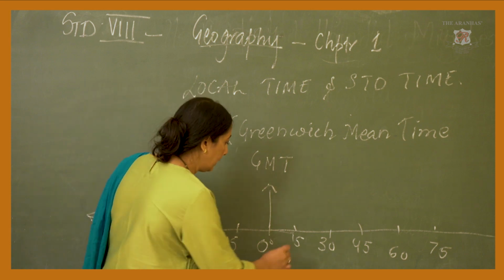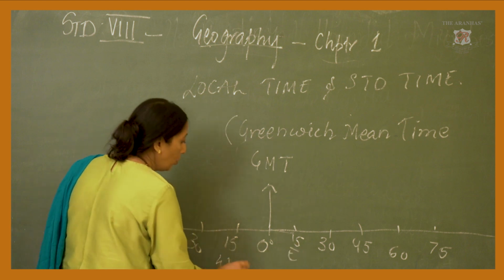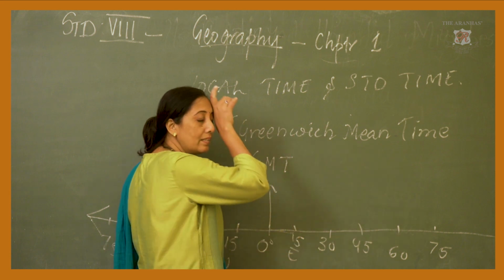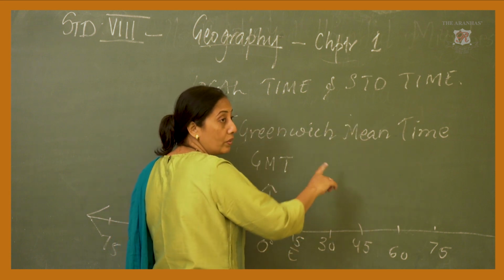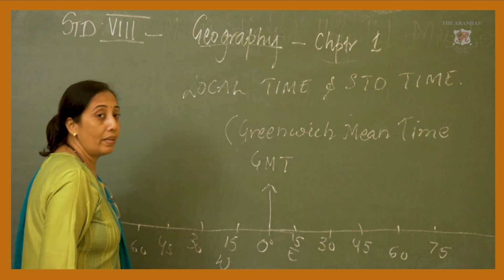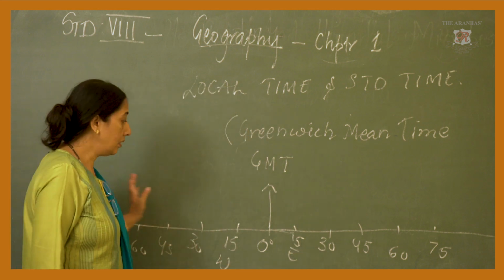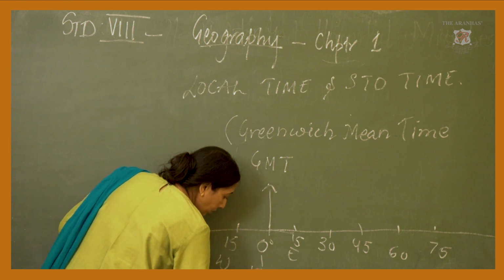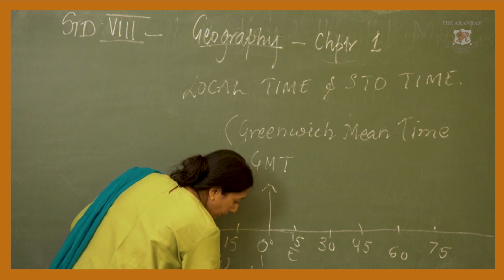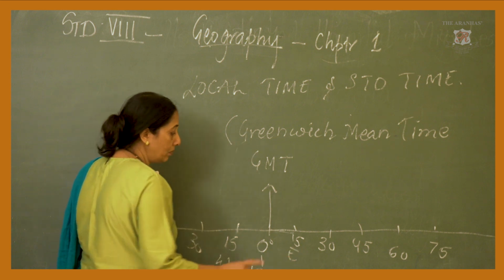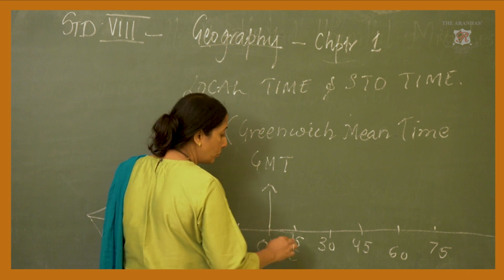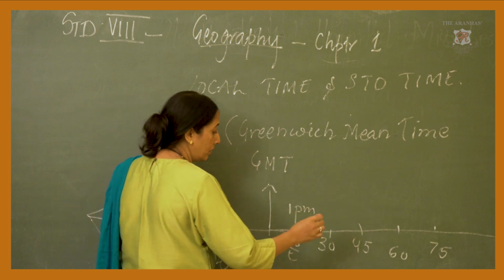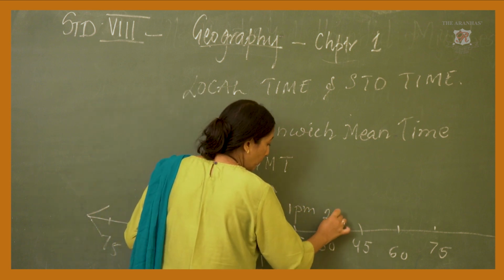As you cross, this is all east and this is west. As we go towards the east, we are always ahead with our time because the sun is rising there first. So the day is first here. As you go towards your west, we are behind in time. So always at GMT, what is the time here? It is 12 noon. So what should be the time here at 15 degrees longitude towards east? It is going to be 1 p.m. Then further, this is going to be 2 p.m.